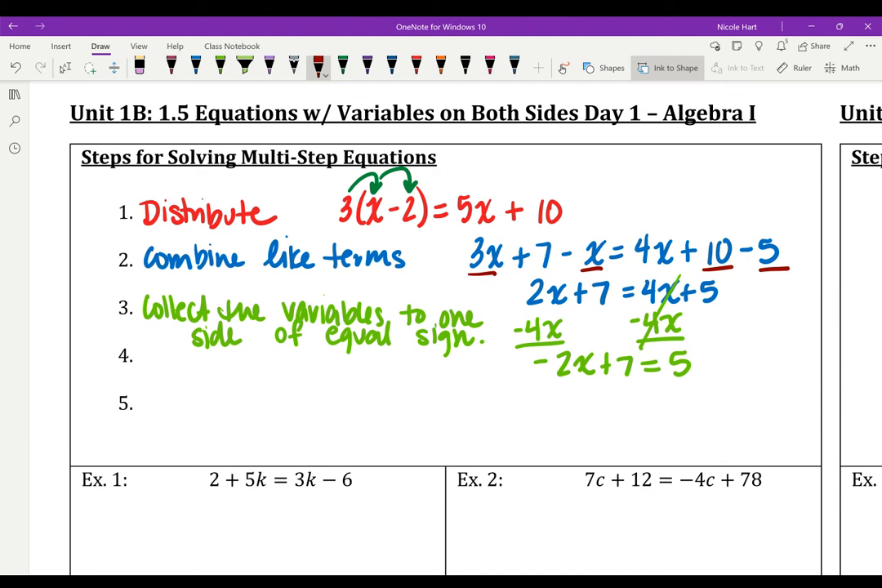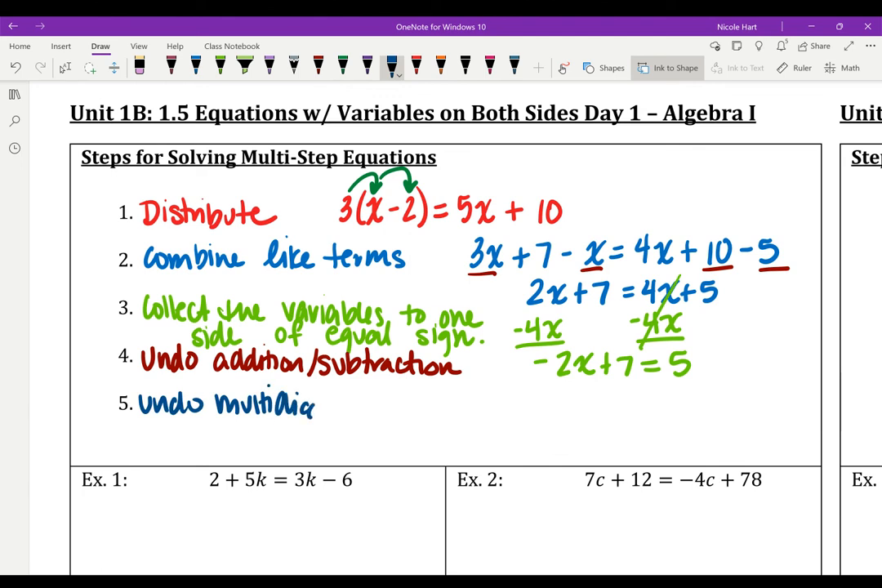And then our last 2 steps are the same as they were before. We are going to undo addition or subtraction, and we're going to do that by doing the opposite. And then we are going to undo multiplication and division. Okay. Next, we will go over some examples.